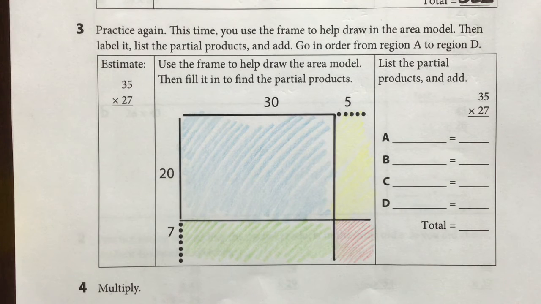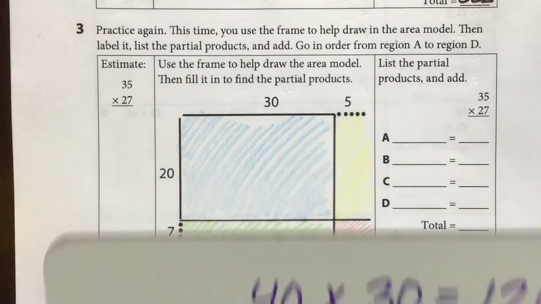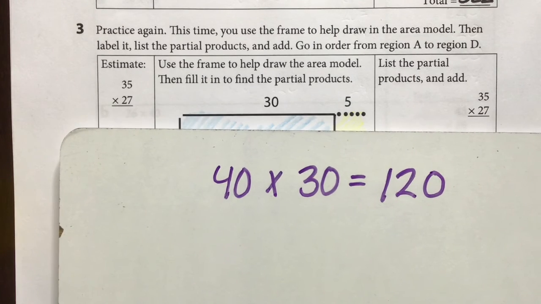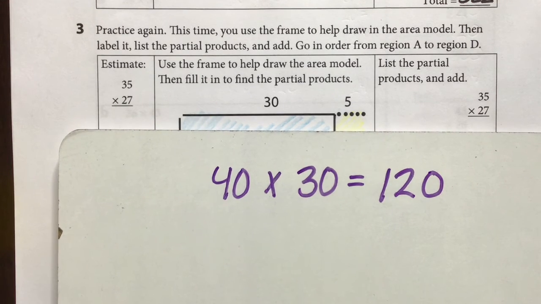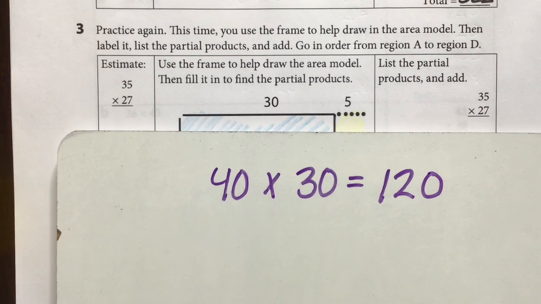I created the box, and I also colored in the partial products to help us visualize the problem. The first step I'm going to do is I'm going to estimate what 35 times 27 is going to be. So 35, I'm going to round to 40 because 35 is closer to 40. And then the 27, I'm going to round to 30. So my problem I'm going to estimate is going to be 40 times 30 equals 120. So that'll be my estimate.